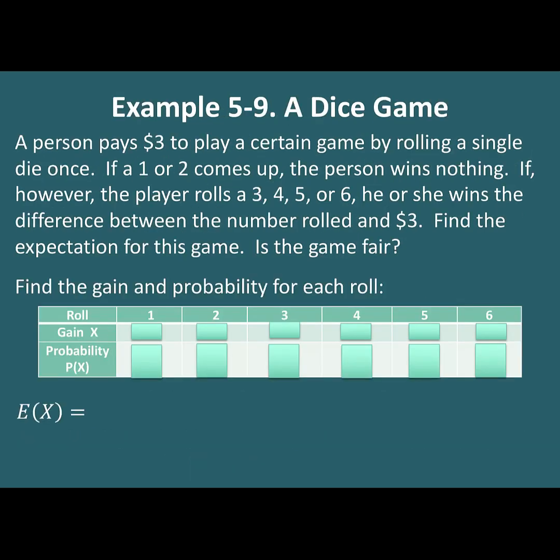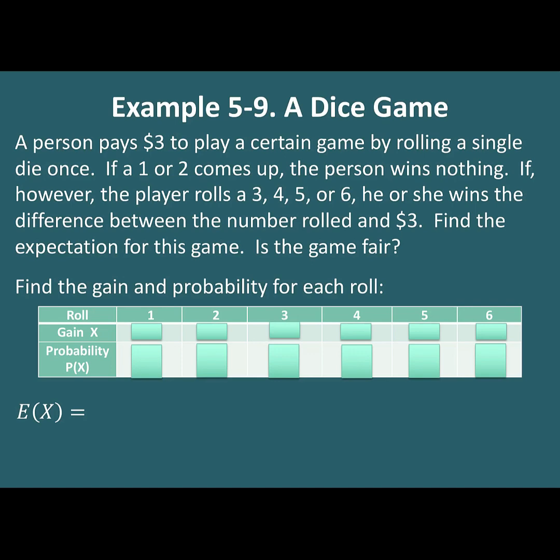Let's go ahead and try an example based on expectation. A person pays $3 to play a certain game by rolling a single die once. If a 1 or 2 comes up, the person wins nothing, effectively losing the $3. If, however, the player rolls a 3, 4, 5, or 6, he or she wins the difference between the number rolled and $3. Find the expectation for this game. Is the game fair?